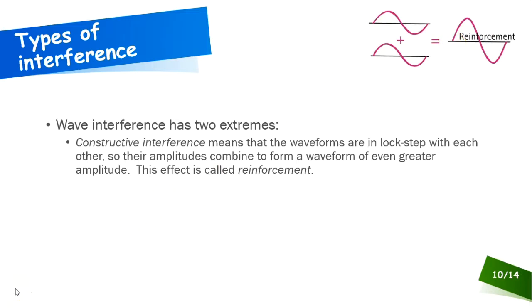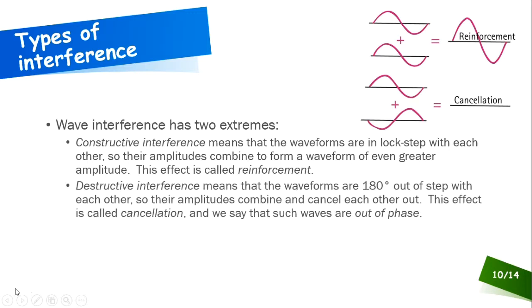Now, on the other extreme, you've got what's called destructive interference. This means that your waves are out of step with each other, and so the amplitudes combine, and if they're 180 degrees out of step, they cancel each other out. It's an effect that we call cancellation. And this is what we mean when we say that waveforms are out of phase.